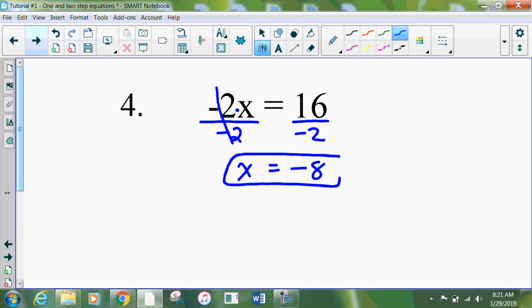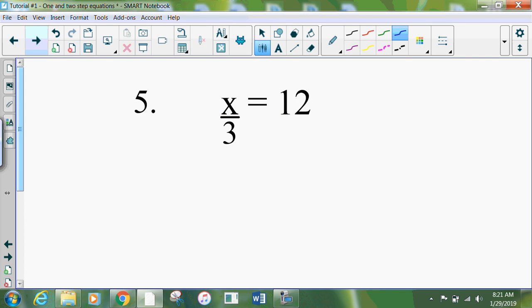So these one steps are pretty straightforward, but what's important about the one steps is that we're really getting the idea of we're working with an equation where we have to keep both sides balanced. All right, so here we've got x divided by 3. We want the x to be alone. We want to get rid of the 3.